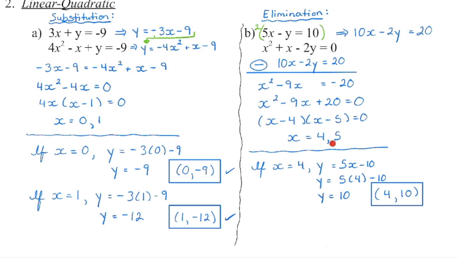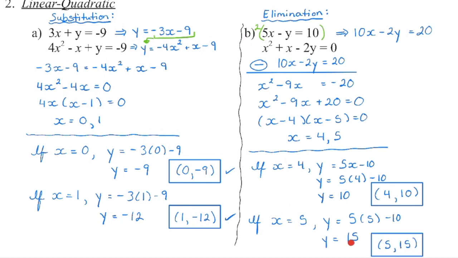My second solution, if x is equal to 5, I'm going to substitute it into that same equation, so we're going to go 5 times 5, and then minus 10. 25 minus 10 is going to give us 15. So when x is 5, y is 15. And make sure that you substitute both of them back into each of those equations to make sure the left side equals the right side.